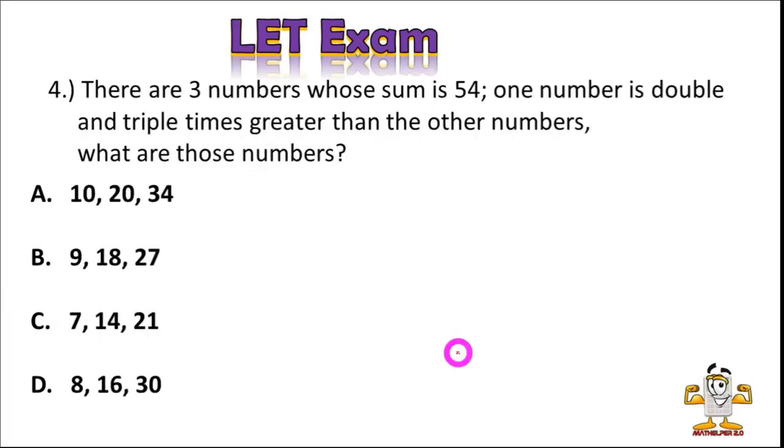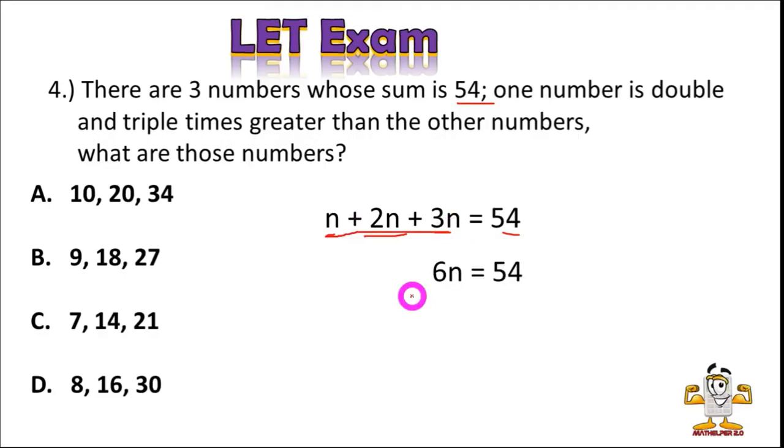Number 4. There are 3 numbers whose sum is 54. One number is double and triple times greater than the other numbers. What are those numbers? So, first number is n, and the second number is doubled, and the third number is tripled, which is equal to 54. So, i-add lang po natin yung n dahil like terms po sila, magiging 6n equals 54. So, divide by 6, dito rin 6, which is 54 divided by 6 is equal to 9.